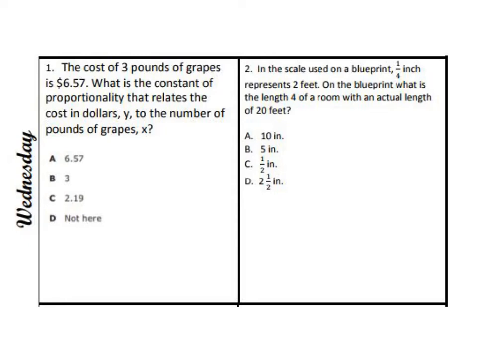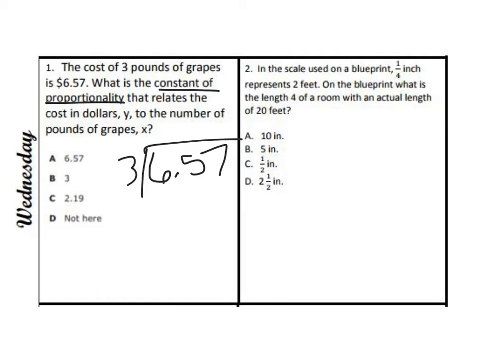Okay, the cost of 3 pounds of grapes is $6.57. What is the constant of proportionality that relates the cost in dollars, Y, to the number of pounds of grapes, X? So basically, they're telling you to divide. When they're asking for the constant of proportionality, they're asking you to divide, or to find the unit rate. So what we need to do is 657 divided by 3.